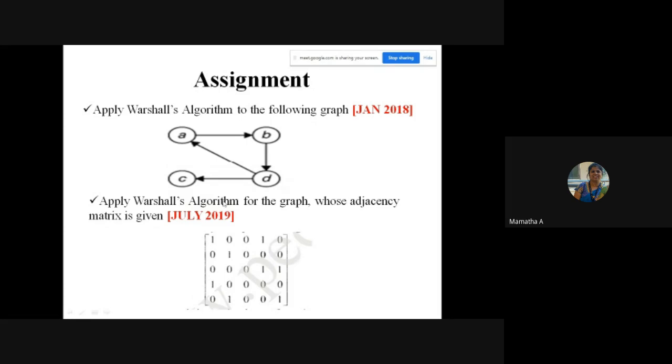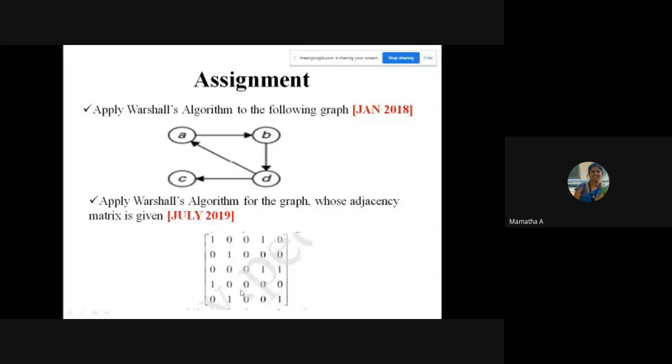And don't give me reasons, ma'am, that you will write the path matrix at the end. That is not valid. You have to give the intermediate steps. You can cut short whatever sentences I have given, but you will have to construct properly. Similarly, we have Warshall's algorithm to be generated for the graph whose adjacency matrix is already given to you.